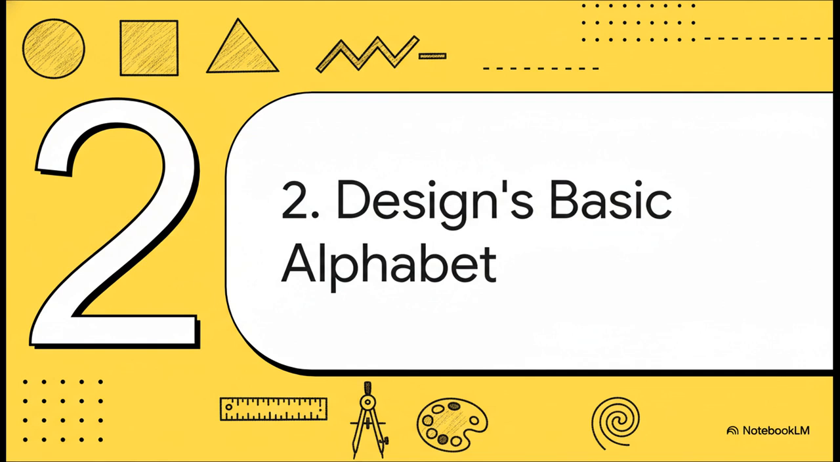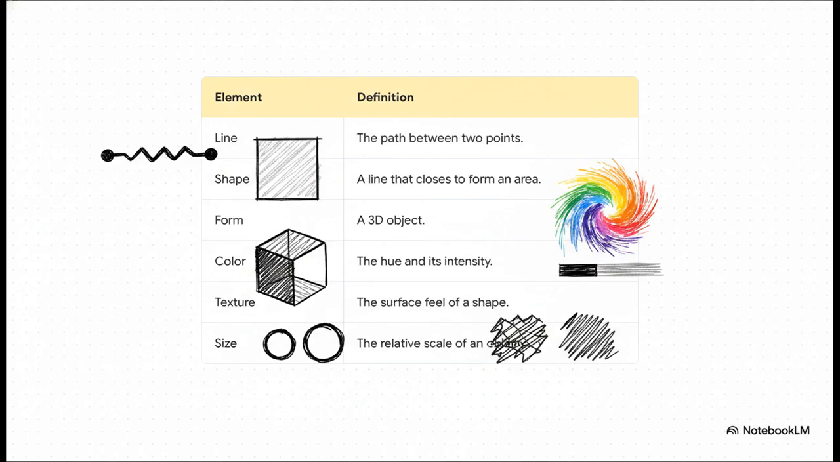All right, let's break this down. We're going to start at the very beginning with the absolute basics, the alphabet of design, or what designers call the elements. And these are so fundamental, it's kind of mind-blowing. I mean, a line? It's just the path between two points. Easy. You close that line up, bam, you've got a shape. Give that shape some depth, now it's a 3D form. Then you add color and play with its value, how light or dark it is. Throw in some texture, mess with the size, and just like that, you literally have the entire vocabulary you need to build anything you see on a screen.